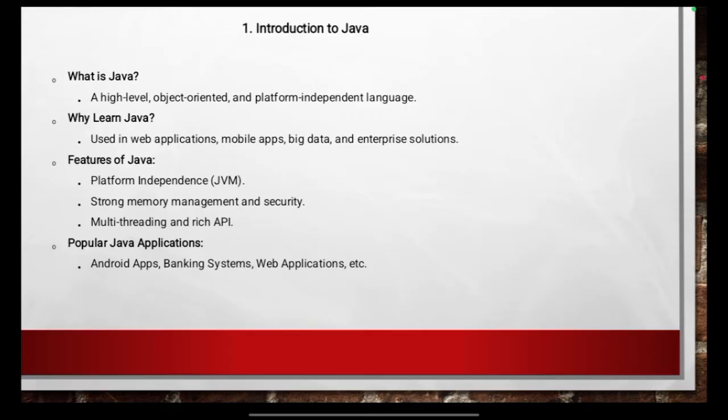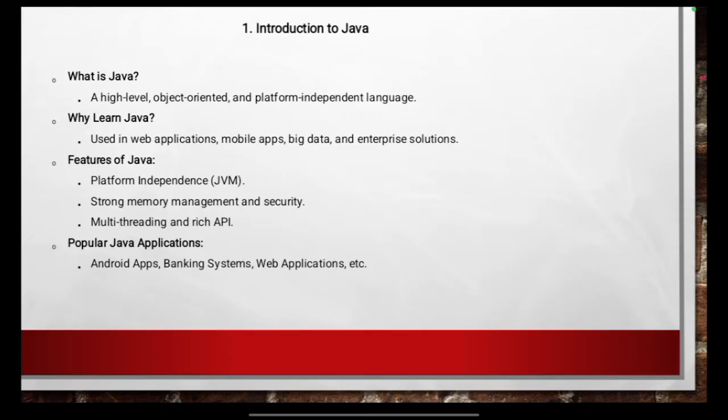Now, why learn Java? Java continues to be one of the most popular and in-demand programming languages globally. It is used extensively in web application development, mobile app development, enterprise-level applications, big data technologies, and cloud-based solutions. Java's robustness, portability, and community support make it an essential language for both beginners and experienced developers.